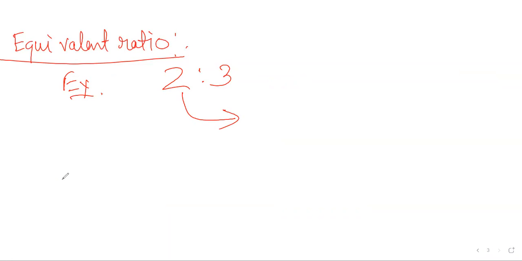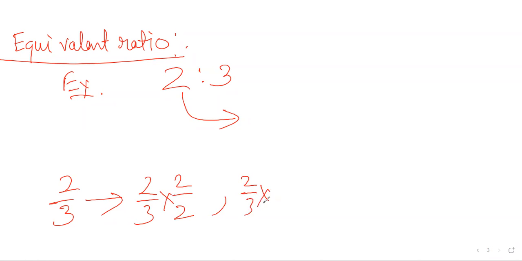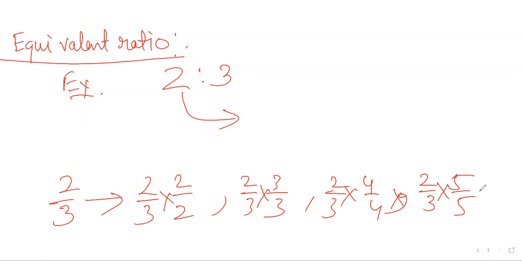As you have done in the fraction 2/3. What was the equivalent fraction? How you will find it out? You will multiply 2 by 3 by 2 by 2, 2 by 3 multiplied by 3 by 3, 2 by 3 multiplied by 4 by 4, and 2 by 3 multiplied by 5 by 5. So you will get continuously equivalent fractions. Right or not? You have done in your last class.